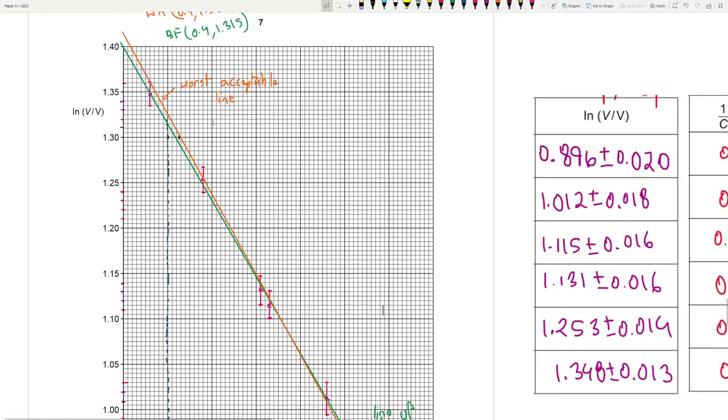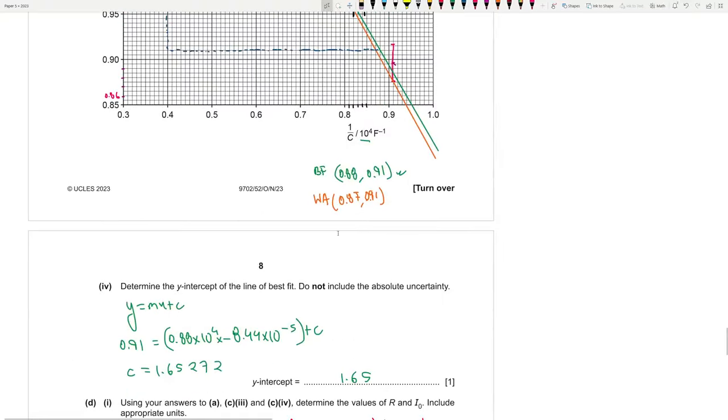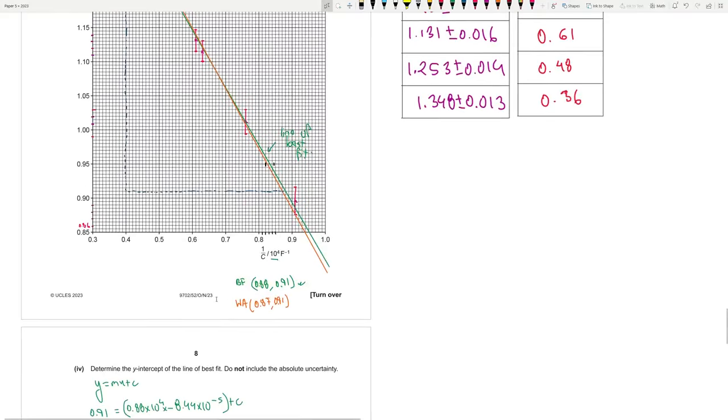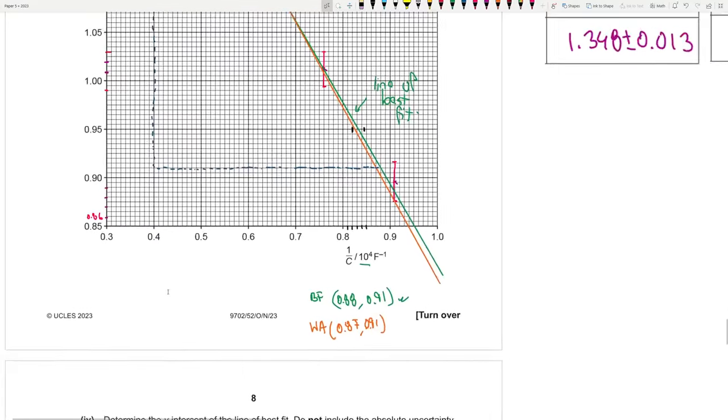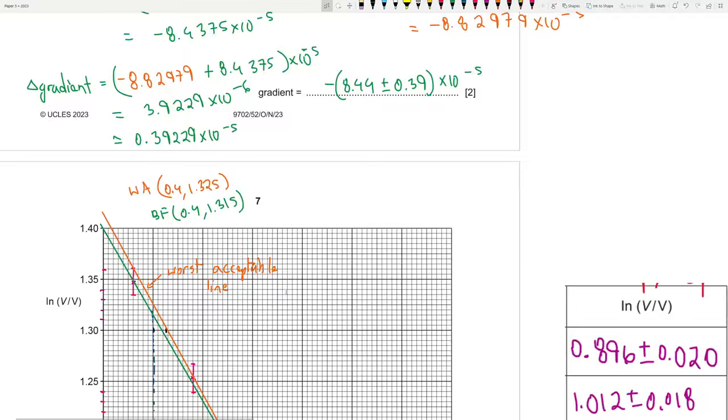Anyway, draw the dotted triangle. I chose this point over here. I draw one triangle which is common to both lines, and then I recorded the coordinates. Do this with a pencil. The only labels on your diagram should be the line of best fit and the worst acceptable line. So these are my coordinates, and remember there's a power for the x-axis points. Okay, so for this we have 0.88 at 0.91, and this is 0.87 at 0.91. Okay, and here it's 0.4 at 1.325 for the worst acceptable and 1.315 for the best fit.